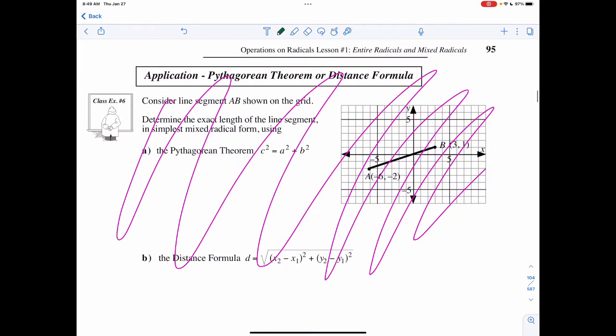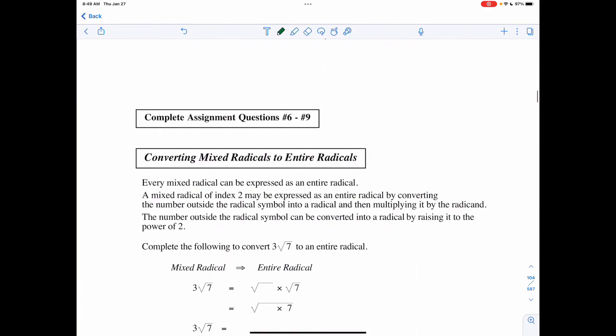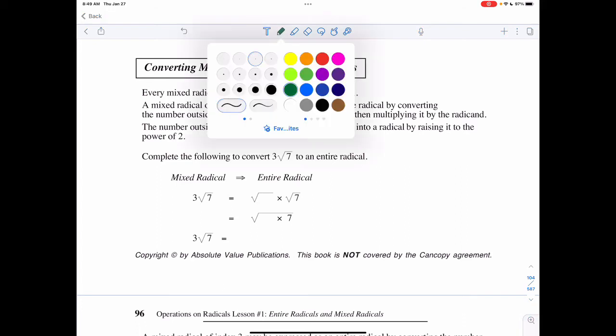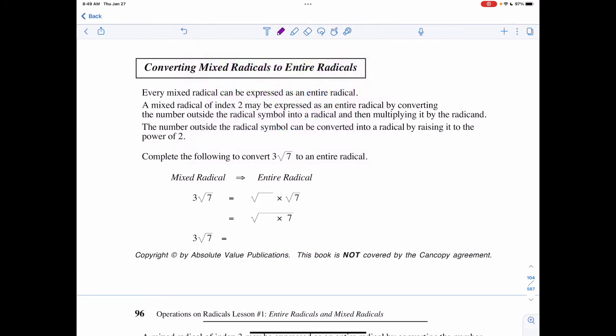We don't need to know the distance formula, so don't worry about that part. You do need to know how to convert mixed radicals into entire radicals. So the simplest way is, if I pulled it out, I need the same number of them that matches what the index is, which means to move them back in, I'm going to do the exact same thing. If this has an index of 2, then to move it inside of a radical, I would need to have 2 of them again, which is the same as 9 times 7, or the square root of 63.